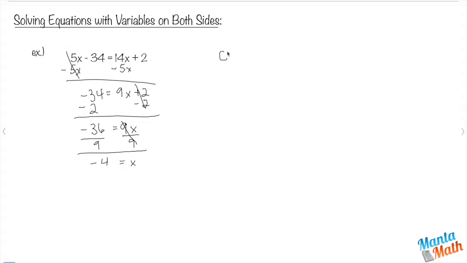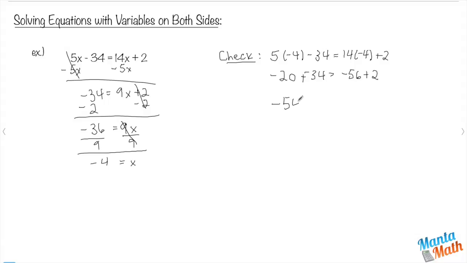Again, if you want to, you can check your answer by plugging in. So 5 times negative 4 minus 34 equals 14 times negative 4 plus 2. 5 times negative 4 is negative 20 minus 34, and 14 times negative 4 is negative 56 plus 2. So this left side simplifies down to negative 54, and so does the right side to negative 54. So our answer is correct.